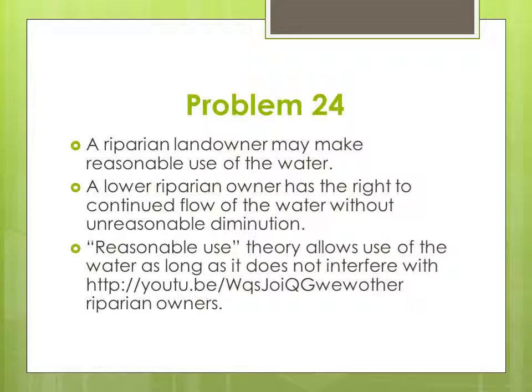So the question, if someone owns property that's adjacent to and is part of or on the edge of a waterway, it could be a creek, lake, water, ocean, they're considered a riparian landowner, and a riparian landowner may make reasonable use of the water, and a lower riparian owner has the right to continued flow of the water without unreasonable diminution. So in this case, Old MacDonald is a lower riparian owner, and reasonable use theory allows use of the water as long as it does not interfere with other riparian owners.